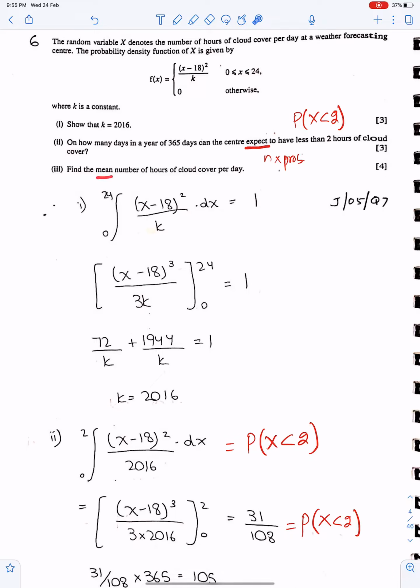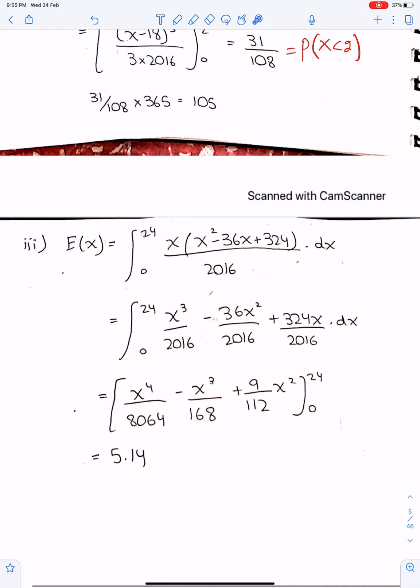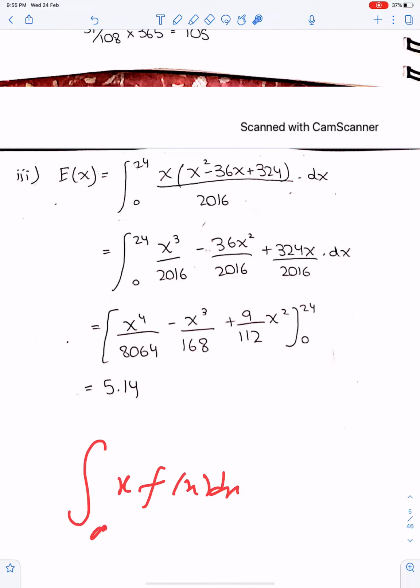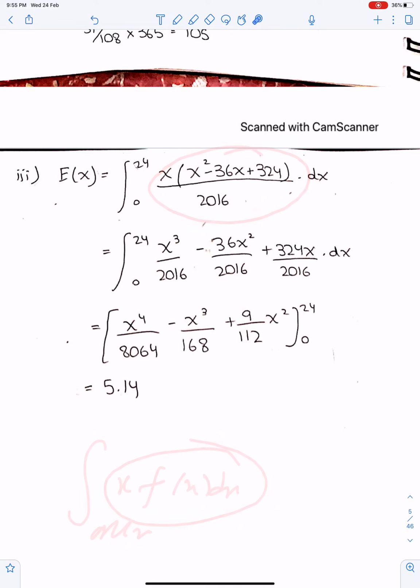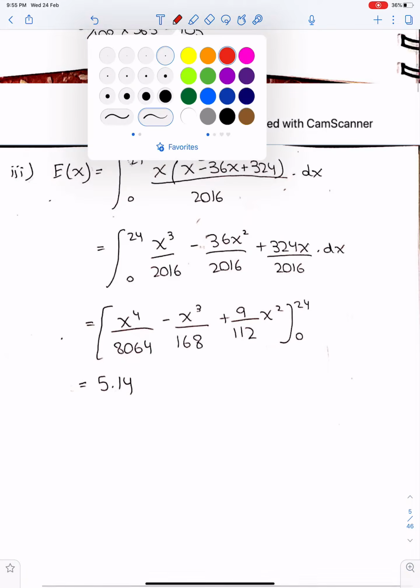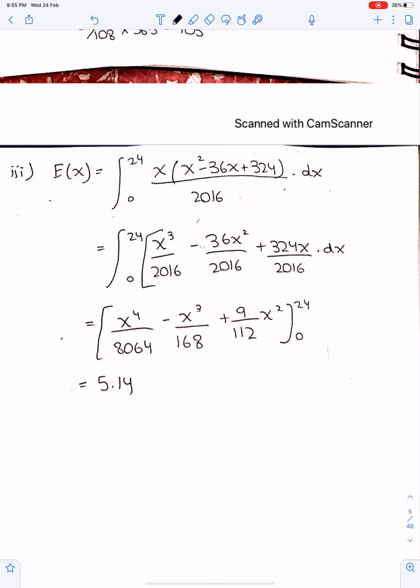Find the mean number. Mean is so simple, you all know how to get mean. First, remember the formula of mean. The formula of mean is this, integral of x times f of x, over all x. When you use this formula over here, you'll get this thing. First get the simplified form of this and then integrate this. This is the simplified form of this function. After integration, you'll get this thing, and then after applying the limits, you'll get the answer of mean. It's 5.14.